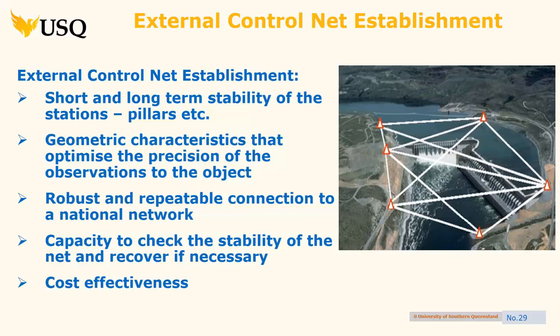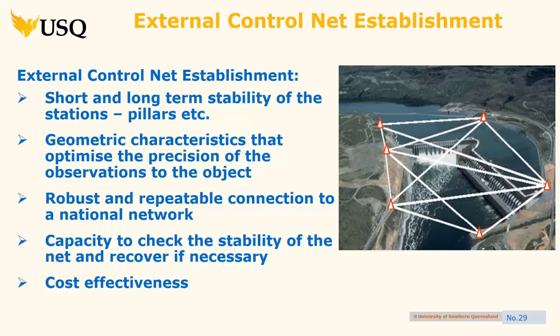But there has to be a cost effectiveness. You can't just go to your boss and say, okay, I've worked out if we put 76 pillars in and we observe them every 3 months doing 14 million observations, we will get the precision. And he would just say, that's fine. I hope you enjoy your next job at the next firm. No? So it's got to be realistic.